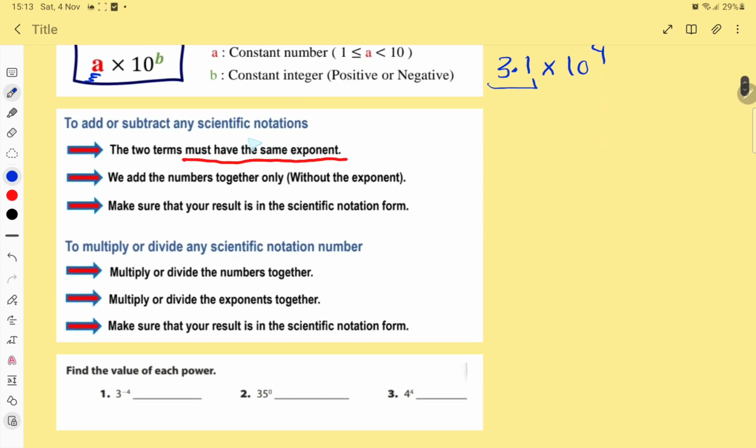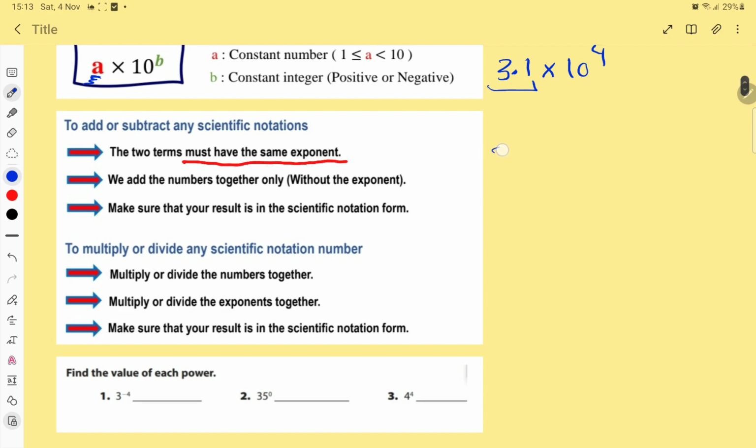To add or subtract any scientific notation, for example, 3 times 10 power 2 plus 4 times 10 power 2, take care what we should do. The exponents of the 10 must be the same. So 3 times 10 power 2 plus 4 times 10 power 2. The 2's are the same. Add 3 plus 4 equals 7 times.